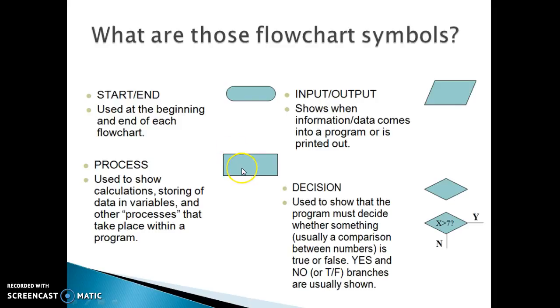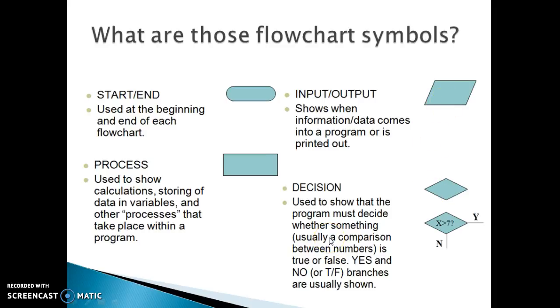This is the process that will be executed, performing operations like arithmetic, square root, or calculation of the area of any triangle, rectangle or circle. Then after that, this is the input output symbol. In order to get the input and print the output, we use the parallelogram.